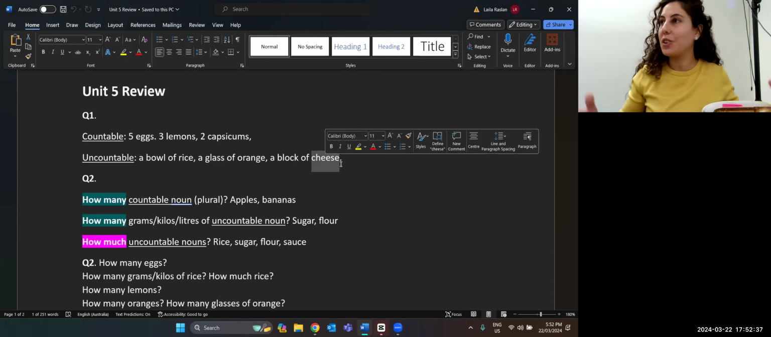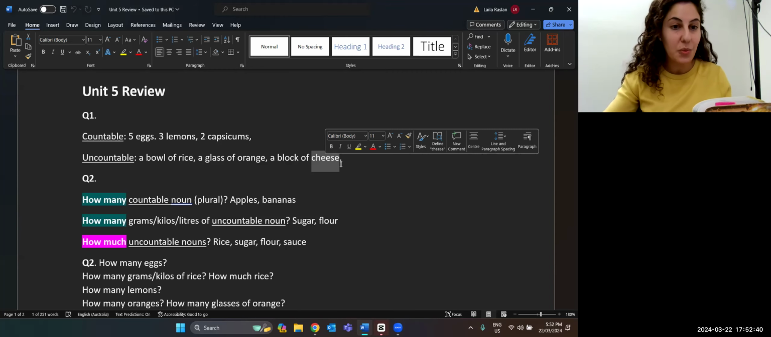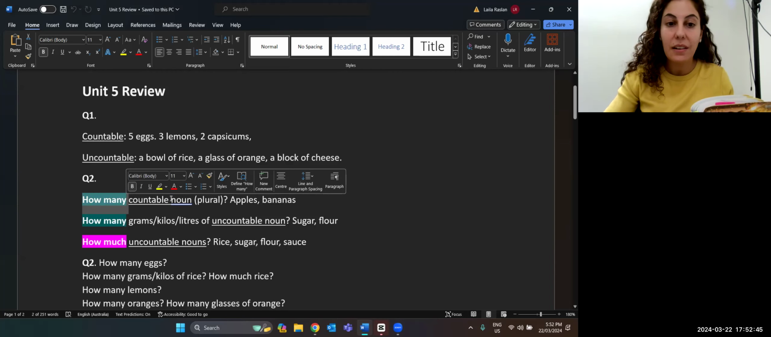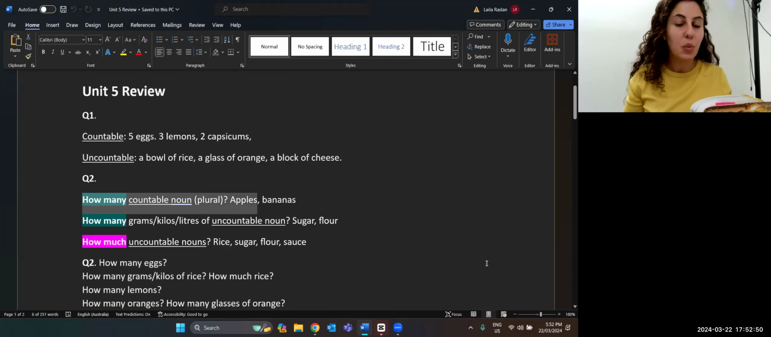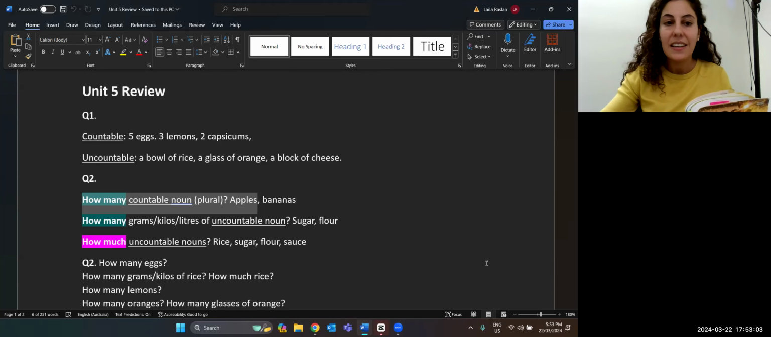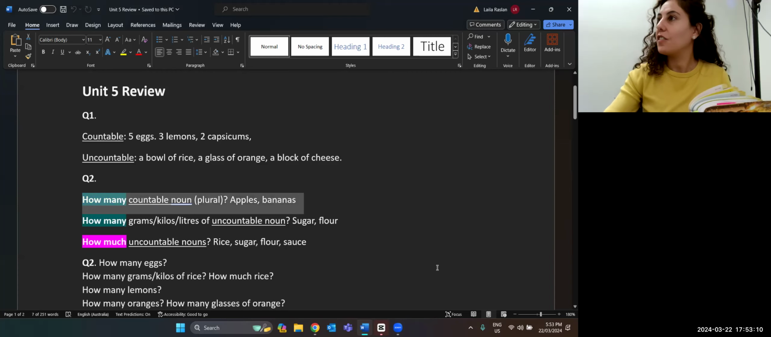Now we know how to go to the markets and ask for how much we want. Now remember, when we say how many, we put a countable noun in the plural. For example, how many apples do you want? How many bananas do you need? How many oranges? How many lemons? Okay, so because it's countable, there's an S ending. Okay, so you've got some examples. You know how to say how many?